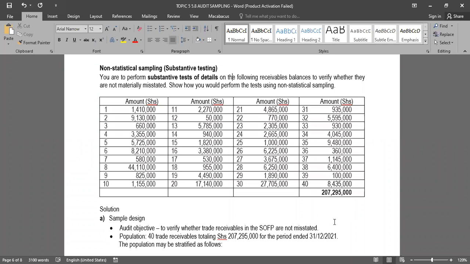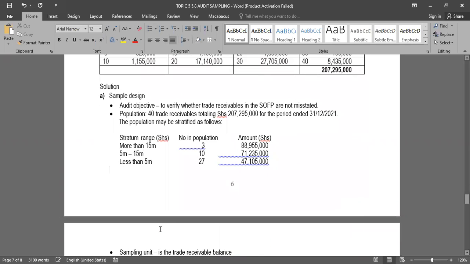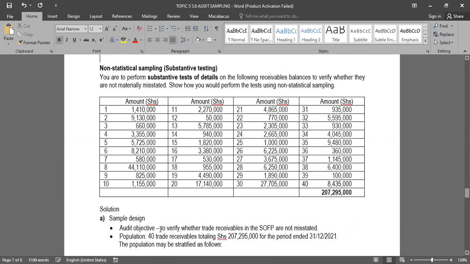The first step under sampling is the sample design, where you must clearly state the audit objective. The audit objective is always given in the question. They told you that you want to verify whether the balances are not materially misstated. So we have to verify whether trade receivables in the statement of financial position are not misstated, either understated or overstated.